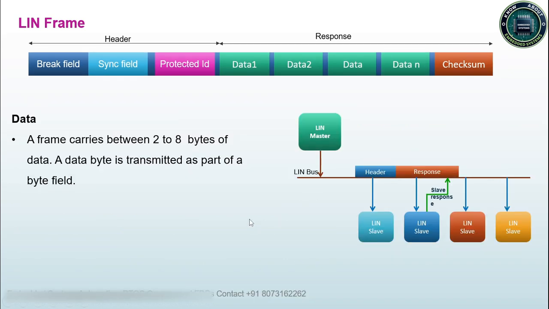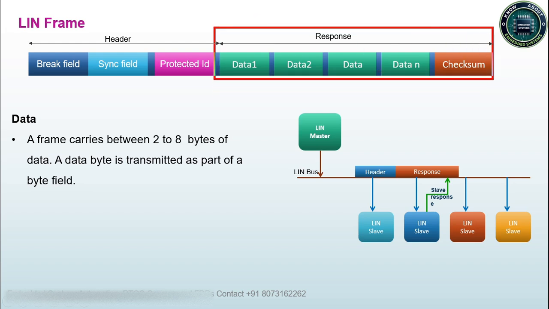Now the response will start after transmitting a protected ID. So now the second part of your frame will start, that is called the response. In the response we again have two parts: one is the data field and one is the checksum field.